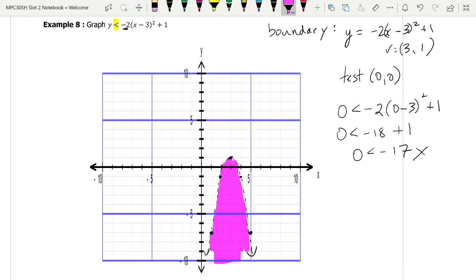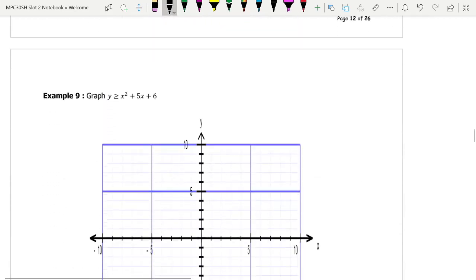There we go. All the points in that purple zone are part of the answer. And of course, the purple zone gets bigger and bigger forever. Any questions on how I did that? Okay, your turn. You give that one a try.